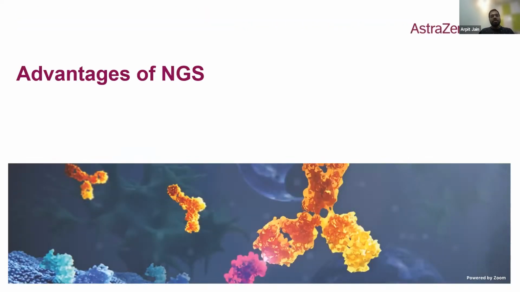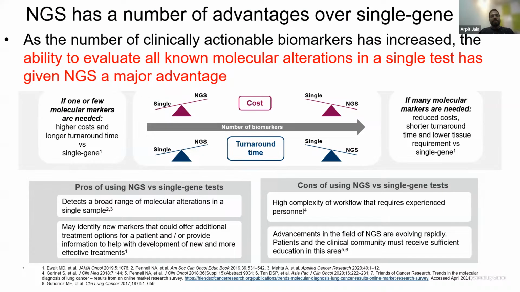So this is next. Definitely, NGS has an advantage over the single gene based testing methods. If we are going to identify a small number of biomarkers, then single gene based testing is more cost effective and has a lesser turnaround time. If we are going to identify a large number of genomic alterations, then definitely NGS is cost effective also, and it has a shorter turnaround time also.